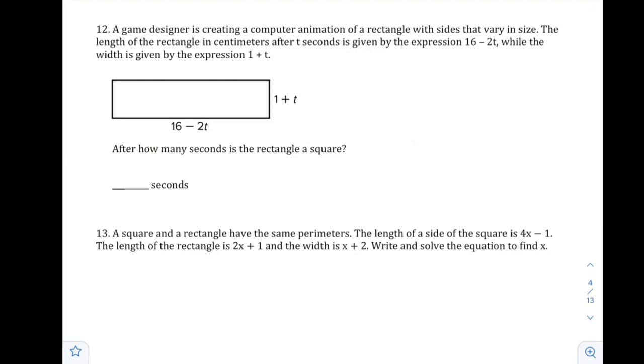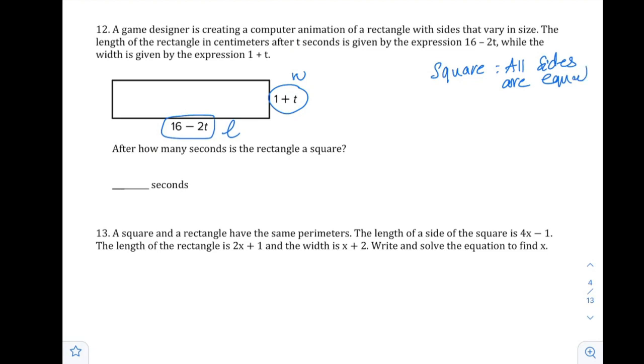While the width is given by the expression 1 plus t. So this is the width and this is the length. The question is, after how many seconds is the rectangle a square? Square means all sides are congruent, have the same length.